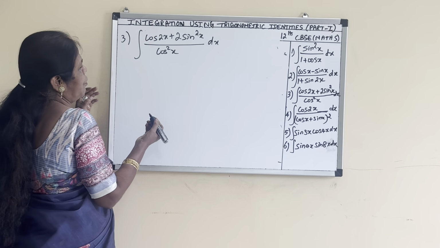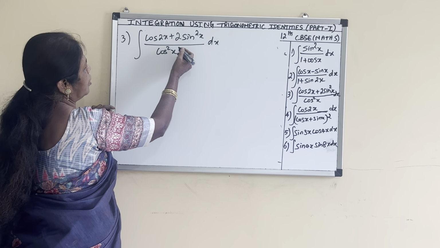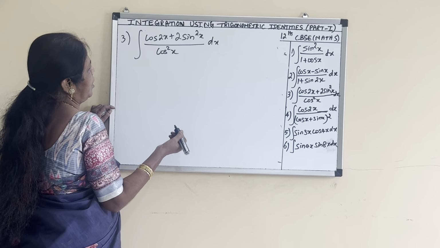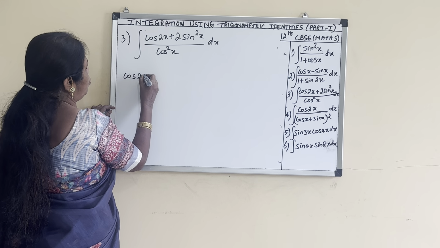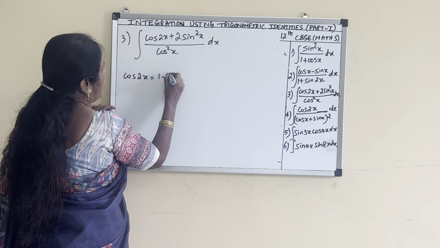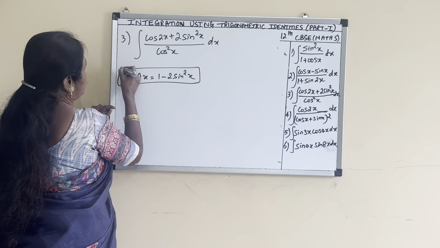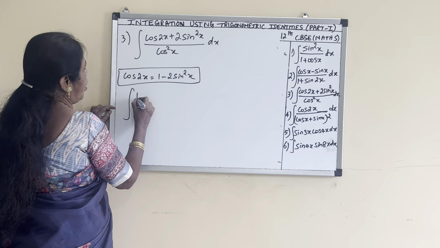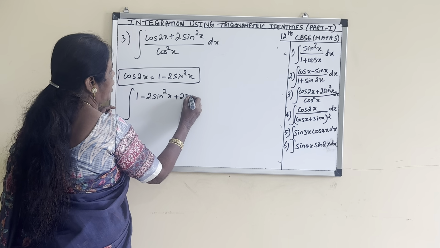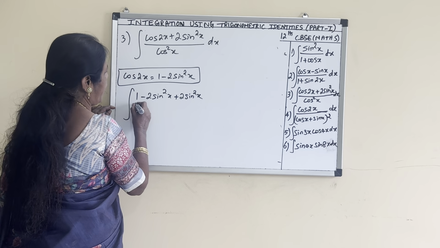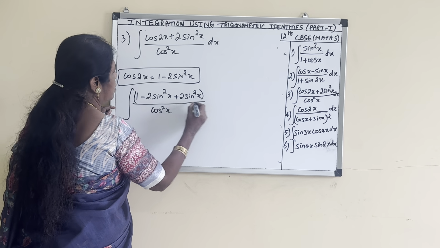So we can use any formula. If you use a comfortable formula, the steps will be fewer. Right. Now if I go for the formula cos 2x equals 1 minus 2 sin squared x, which will be integration of 1 minus 2 sin squared x plus 2 sin squared x divided by cos squared x into dx.